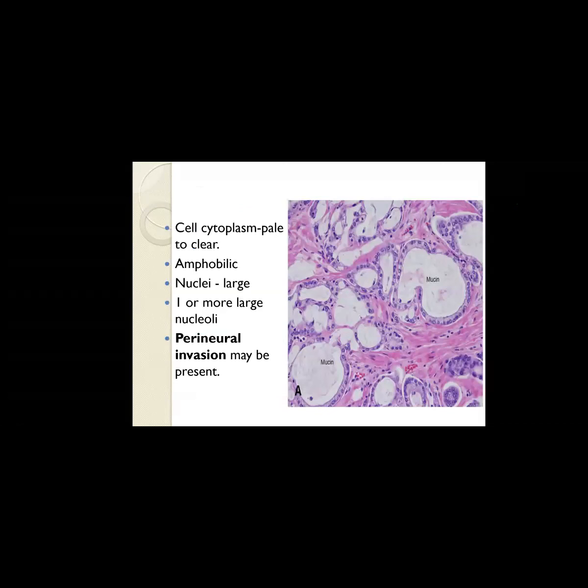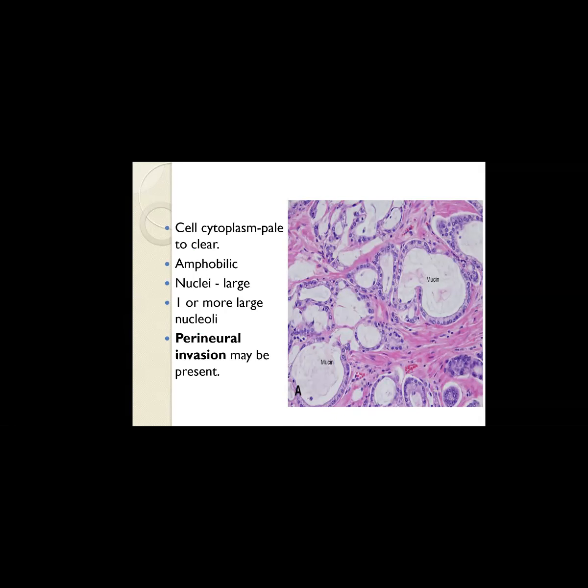Okay, in this picture you can see the enlarged cells. It's actually the adenocarcinoma. You can see the mucinous adenocarcinoma. You can find the mucin here. These glands show only a single layer of epithelium. The outer basal layer is absent.